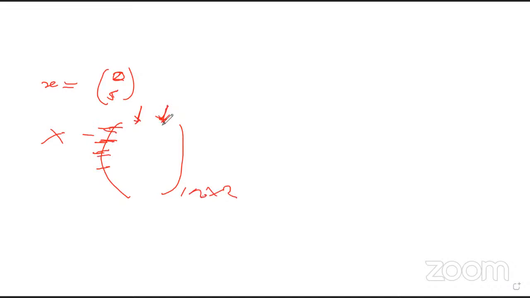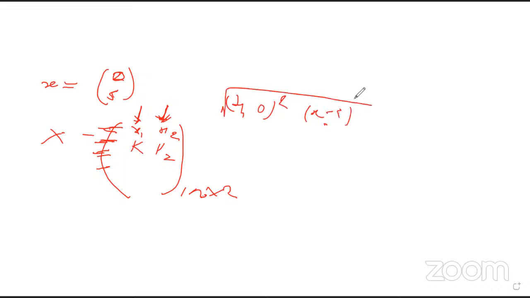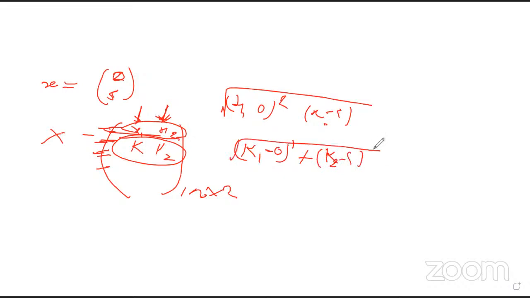Now what we have to find. Let's say the examples are x1, x2, or say k1, k2, something like that. So what we have to find? We have to find (x1 minus 0) square plus (x2 minus 5) square. This is the distance of this point from this first example. What will be the distance from the second example? This will be (k1 minus 0) square plus (k2 minus 5) square, something like that. So we have to do this, right?